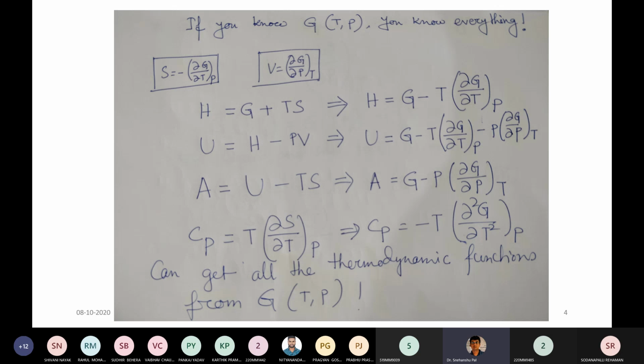And there is another expression. If you also want to derive Cp, the heat capacity at constant pressure, then it is T into del S by del T, and in the place of S, if you put the same expression, minus del G del T at constant pressure, again we get an expression. Only if you know G as a function of temperature and pressure, then you can evaluate Cp also, for a particular temperature or pressure. So we can say that we can get all the functions from G as a function of absolute temperature and pressure. This is a very important concept because it helps us understand the significance of Gibbs free energy as a function of absolute temperature and pressure.